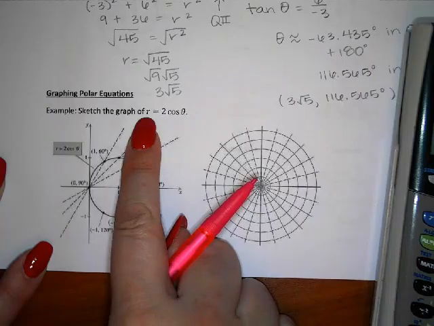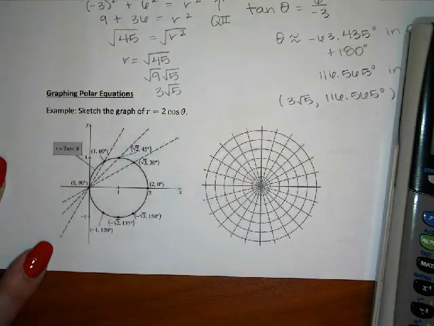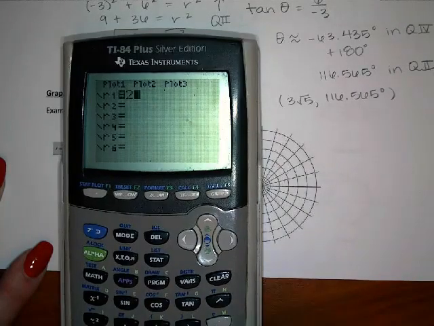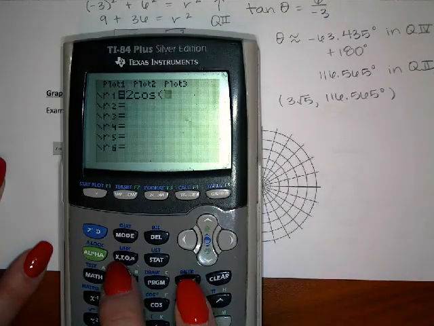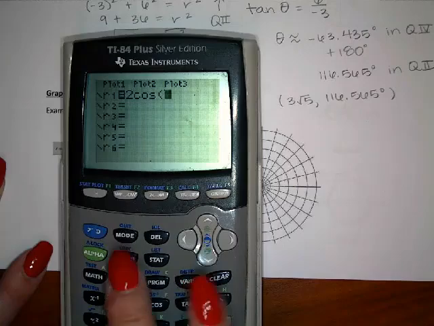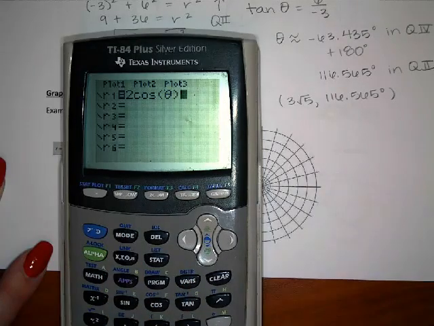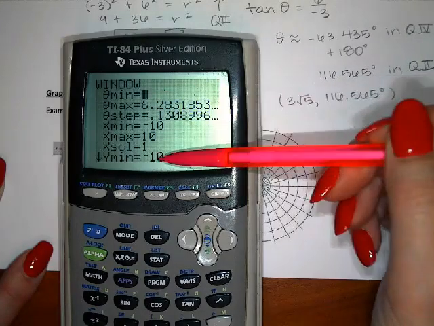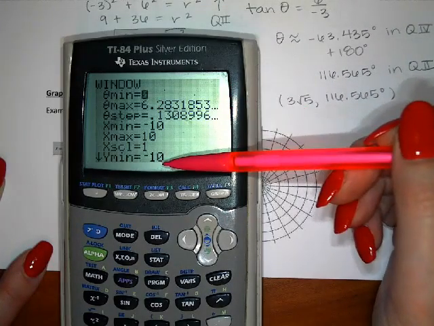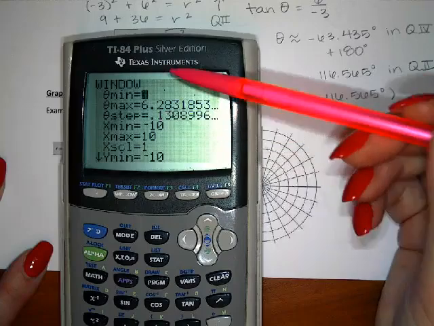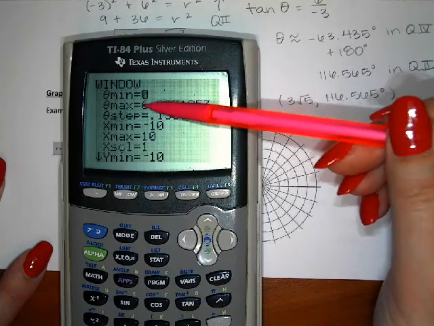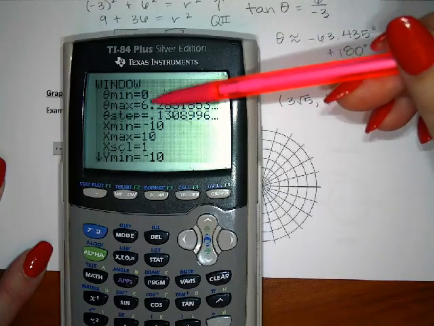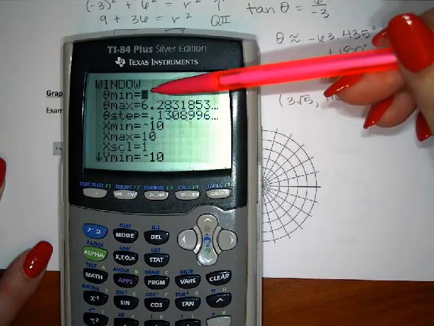So r equals 2 cos theta. Instead of giving me an x when I press the x button that I normally press, it's going to give me a theta. Now, when you hit the window button, there's a few things we're going to adjust so that we can see what's going on. Typically, when I have the theta, I usually do from 0 to 2 pi, because that's going to give me the full circle. So 0 to 2 pi is typically going to get you everything you need, but there are a few exceptions, and I'll point them out when we get there.